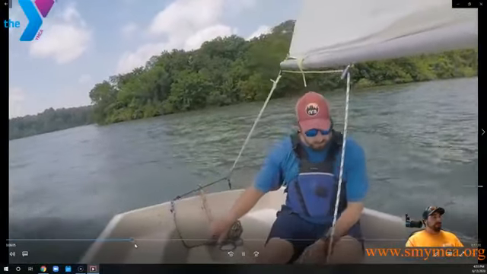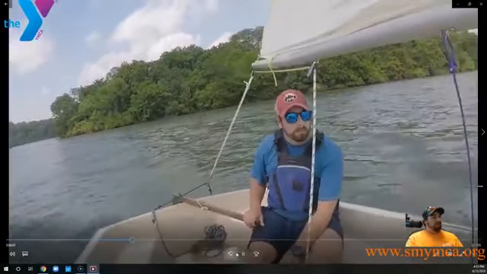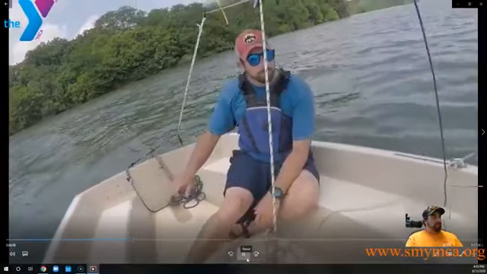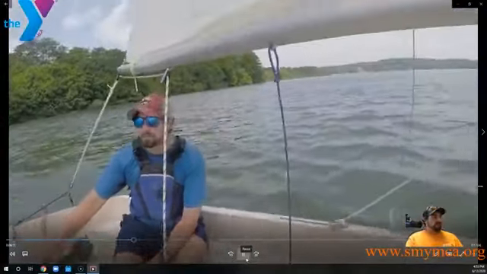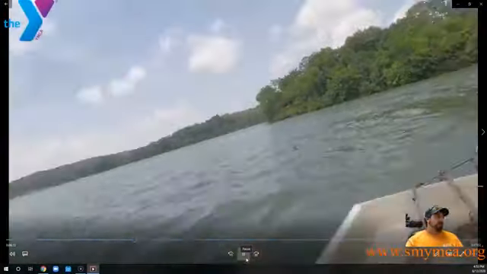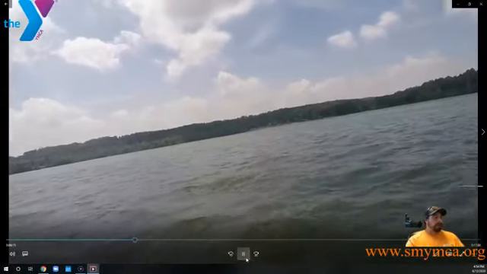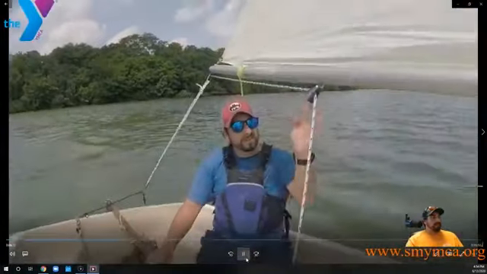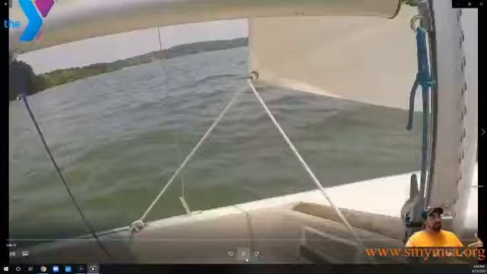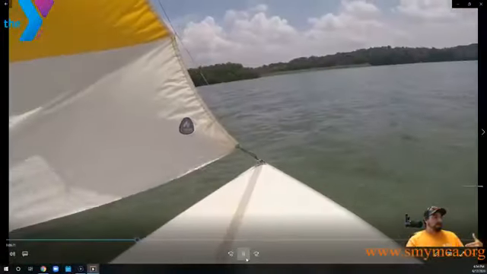We didn't go over this the last time, but when we steer the boat, you can see that I'm pushing the tiller to the right and the left. If I push the tiller to the right-hand side, the boat's going to go left. If I push it to the left-hand side, the boat's going to go right. So it's sort of opposite of what you would do.